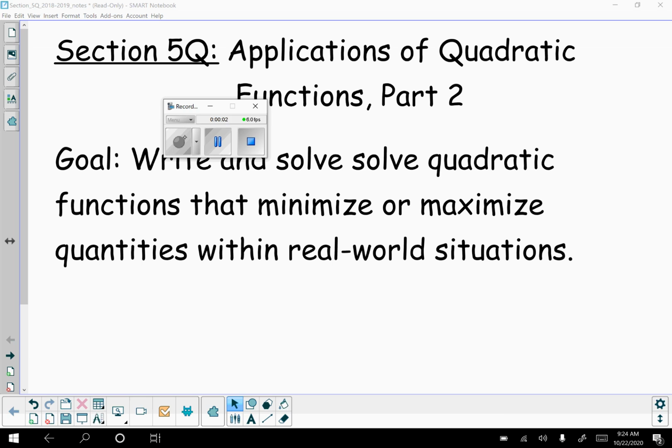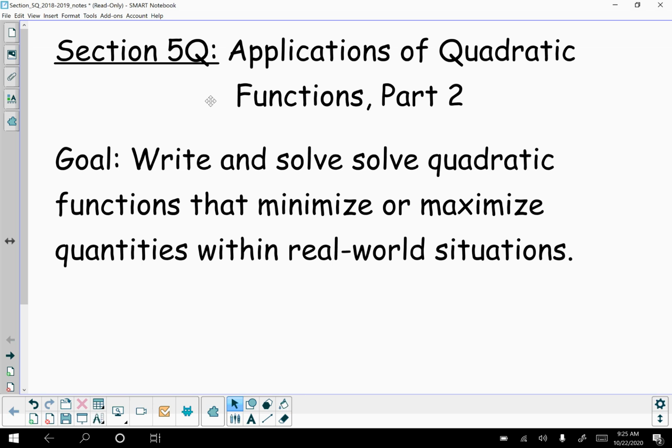Hey, Accelerated Algebra 2. Just want to go over section 5Q with you. If you have a graphing calculator, it'd be good to have that out. I don't have my emulator on this computer, but I'll talk you through doing any of the math that we'll be doing.